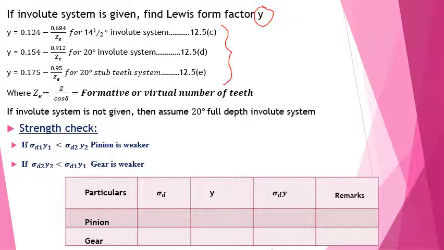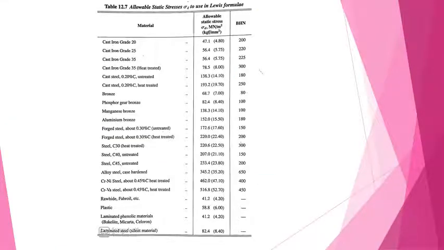And if the strength factor sigma d1 into y1 is less than sigma d2 y2, then pinion is the weaker member. And if sigma d2 y2 is less than sigma d1 y1, then gear is the weaker member. So we can also make use of the table in order to specify the weaker member. Table 12.7 provides the values of the allowable static stress sigma d based on the material.